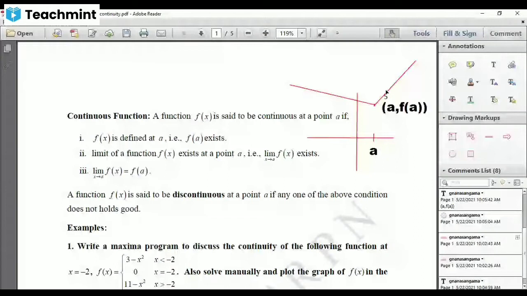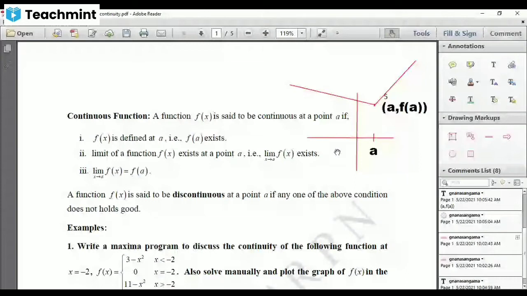And the third condition is that the limit must be equal to the value of the function. Equal means all three will intersect. That's it. If these values are the same, they'll intersect. So at that point of intersection, if you see, that's a continuous graph.